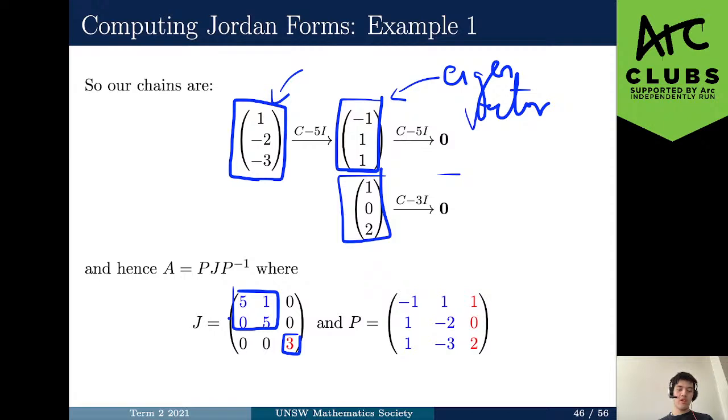And then, obviously you could interchange these if you want. This is just the way I decided to do it. You could swap the 3 and the other block if you want.